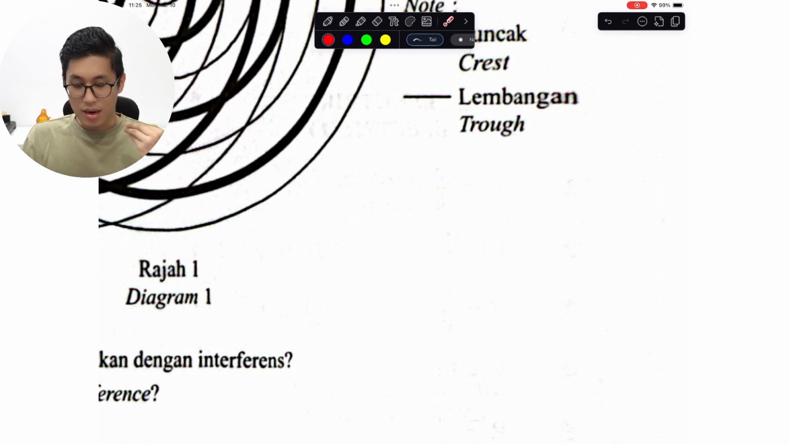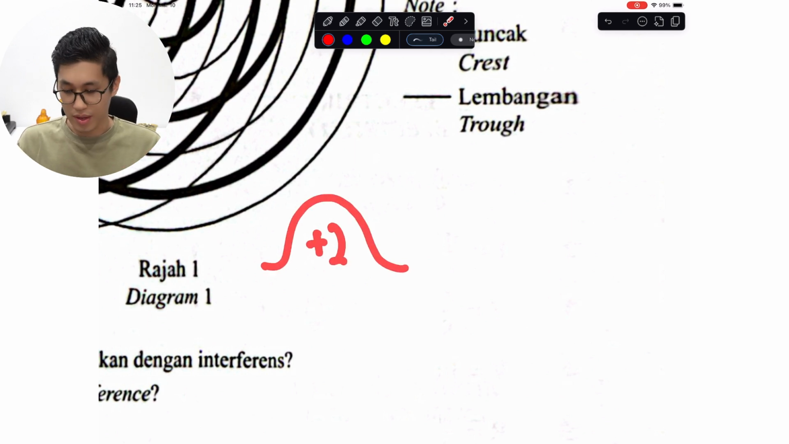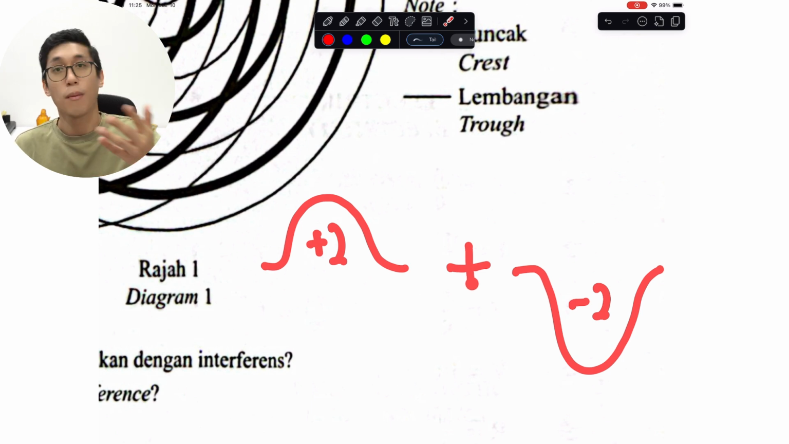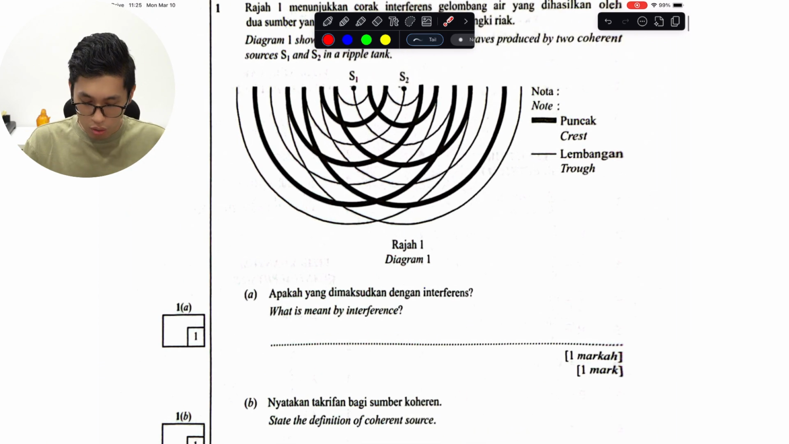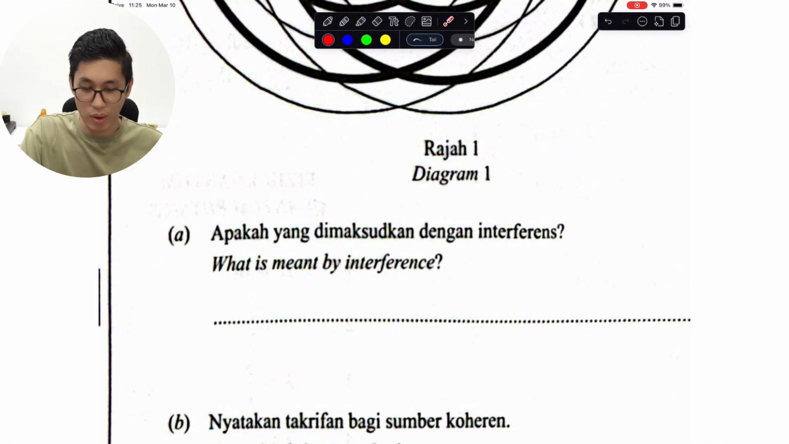Now, if one wave goes up with an amplitude of +2, and another wave goes down with an amplitude of -2, then when they overlap, you add them together, +2 minus 2, and you get 0. The waves end up cancelling out each other. So the whole idea about interference means you add up waves together. There's a word for that: when you add up waves together, it is called superposition.